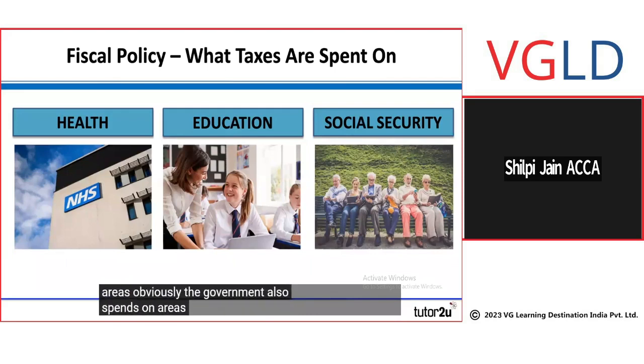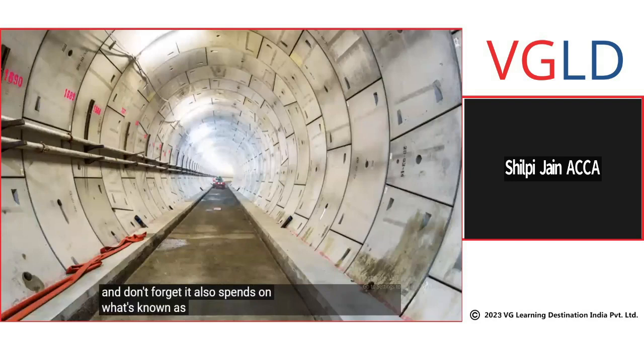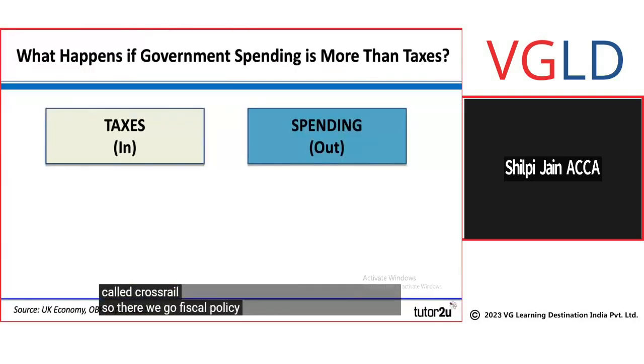Obviously, the government also spends on areas like defence. And don't forget, it also spends on what's known as infrastructure or capital projects. The picture on the screen there is a major project currently ongoing, a little bit delayed, called Crossrail. So there we go, fiscal policy, the taxes the government levies and what it decides to spend them on.